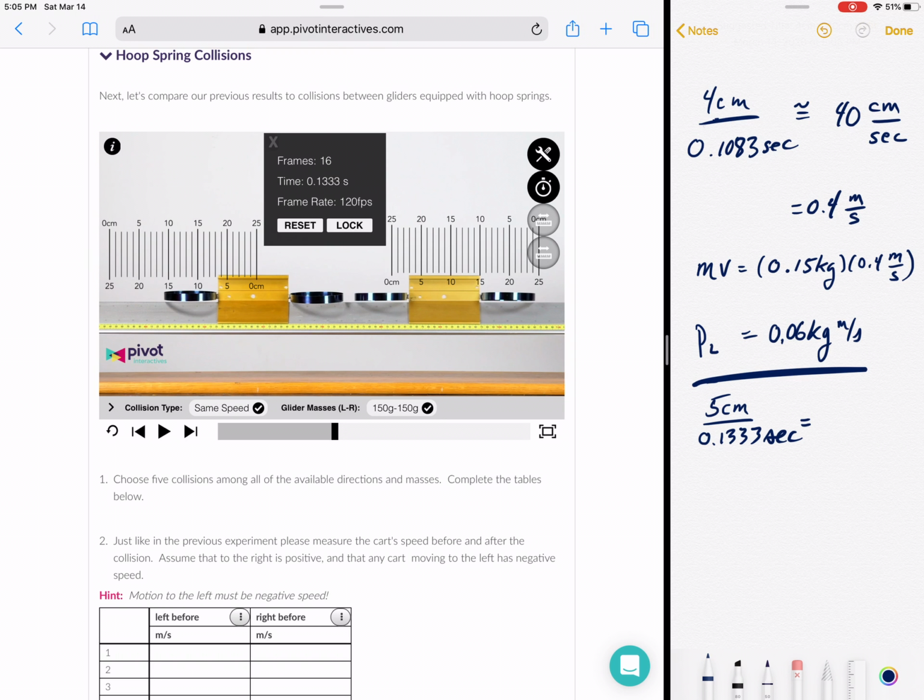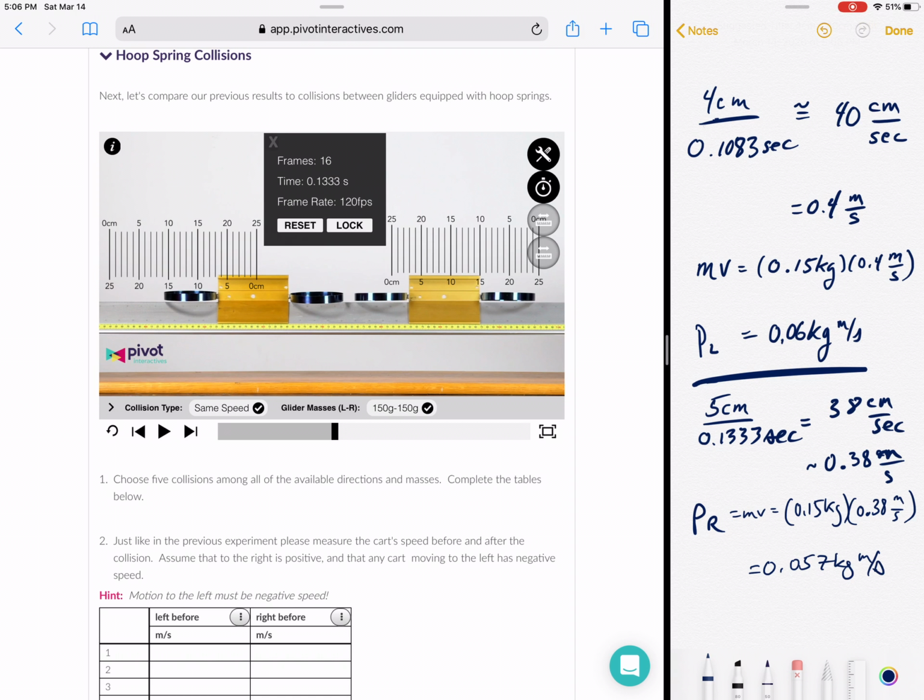How many meters per second is that? Well, let me get out a calculator. I'm going to do 5 divided by 0.1333, and I get about 38 centimeters per second, which is about 0.38 meters per second. I could probably round it and say, that's meters per second, 0.4. The momentum of the cart on the right beforehand is going to be 150 grams, mass times velocity, right? 150 grams, or 0.15 kilograms, times 0.38 meters per second. And that works out to be, let me grab my calculator here. So let's see, I've got 38 times 0.15. So this seems to indicate about 0.57 kilogram meters per second.